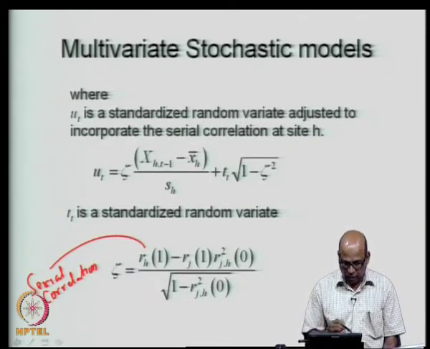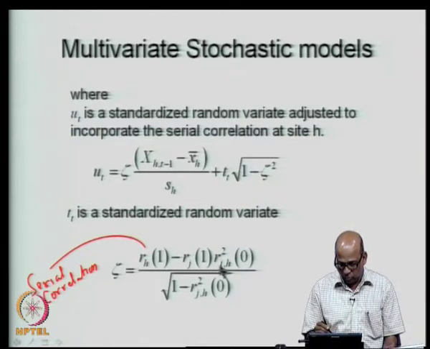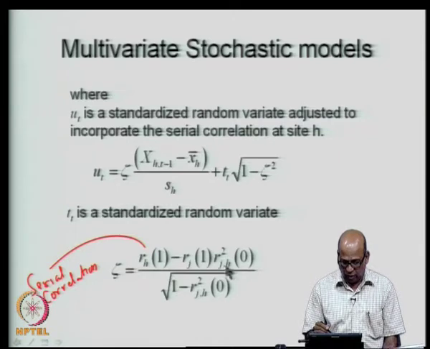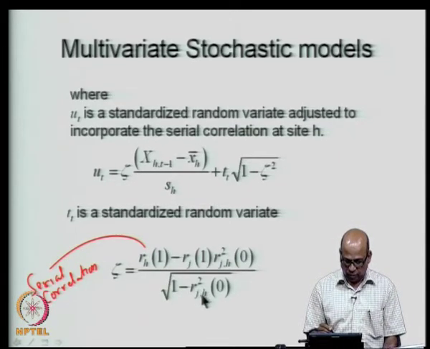Serial correlation at lag 1 at site h. Similarly, the serial correlation at lag 1 at site j, and this is R j h 0, which is the cross correlation between the flows at site j and the flows at site h at lag 0. That is a cross correlation, and then we are taking a square of that, R j h square at lag 0, divided by root of 1 minus R j h square.